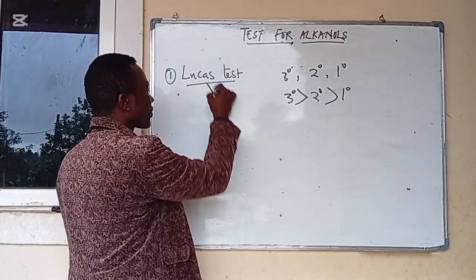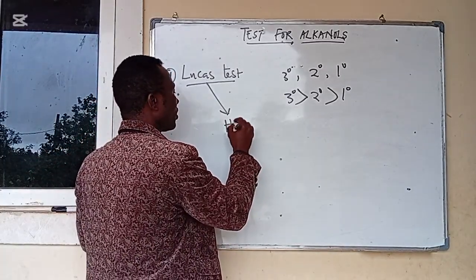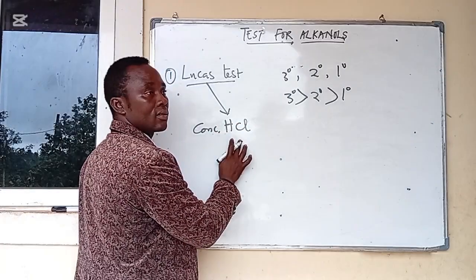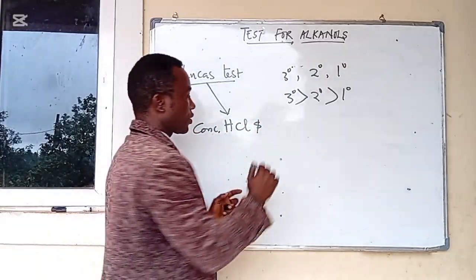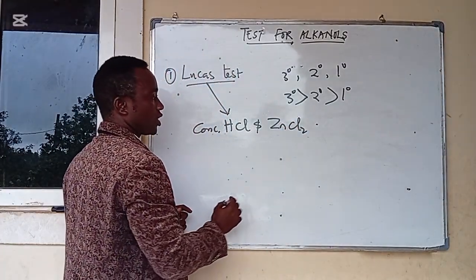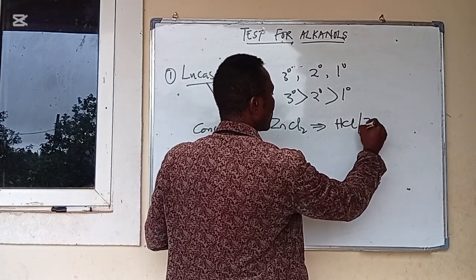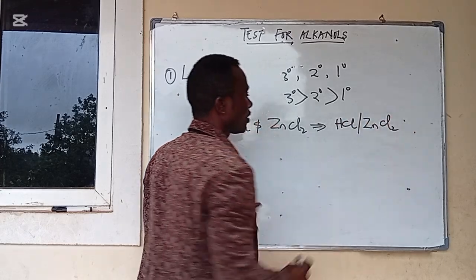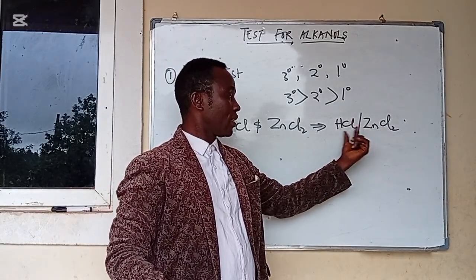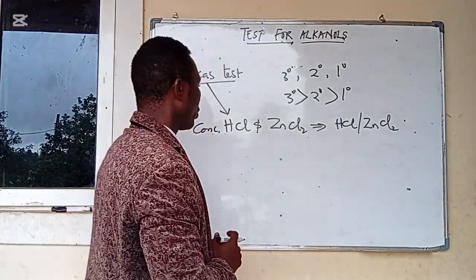Now what is the Lucas reagent? Lucas reagent is a solution of concentrated hydrochloric acid and anhydrous zinc(II) chloride. So that is Lucas reagent. You can write it in this manner: ZnCl2 in HCl. Remember, this zinc(II) chloride is the anhydrous zinc(II) chloride.